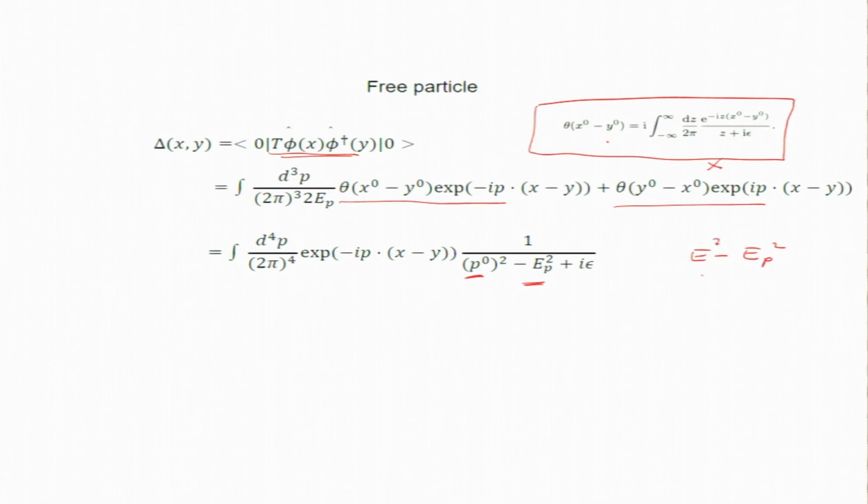Now, E squared equals P squared plus M squared. This is the Einstein formula for energy. So, what is E squared minus P squared? This is P vector squared minus M squared. What is E squared minus P squared? It is called P mu squared, or four-momentum squared. You guys are familiar with this?